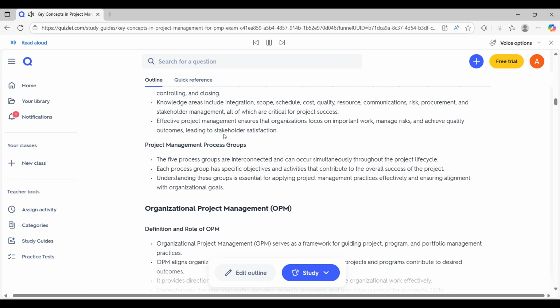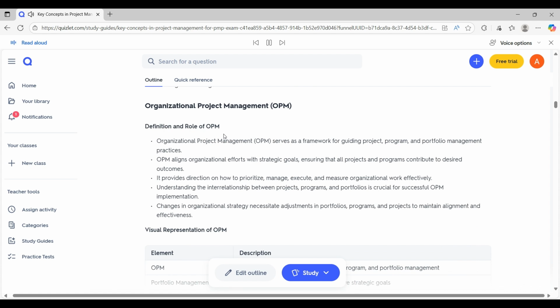Organizational project management, OPM. Definition and role of OPM. Organizational project management, OPM, serves as a framework for guiding project, program, and portfolio management practices. OPM aligns organizational efforts with strategic goals, ensuring that all projects and programs contribute to desired outcomes. It provides direction on how to prioritize, manage, execute, and measure organizational work effectively.